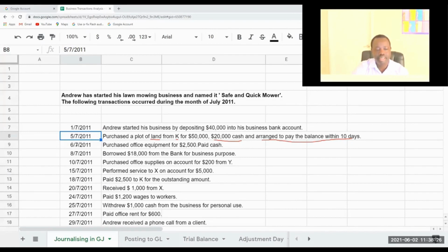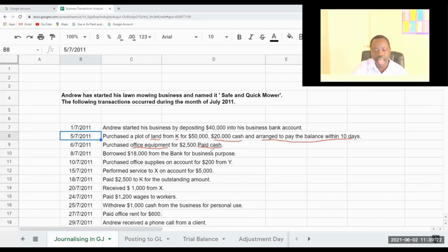On the 6th of July, there was a transaction. Purchase office equipment for $2,500, paid cash. Office equipment, it is an asset. Cash is an asset. Office equipment is increasing. When an asset account increases, we debit. So we debit office equipment. We use cash to pay for this office equipment.